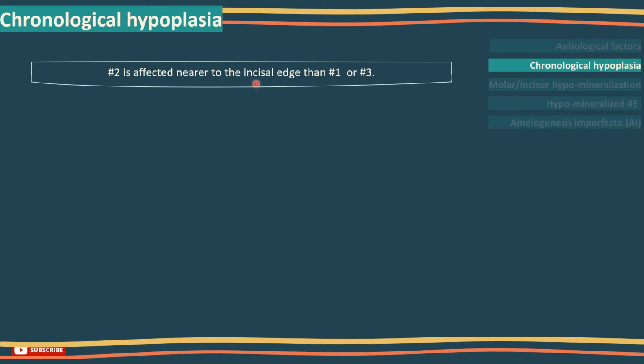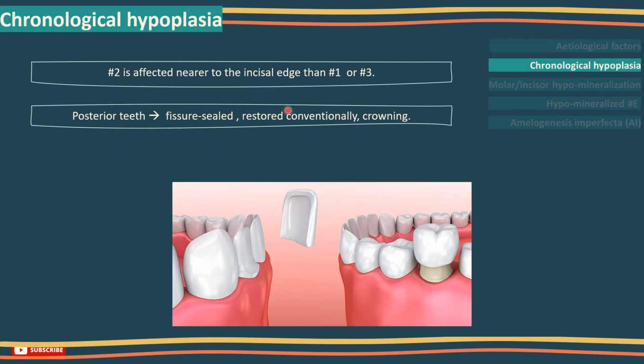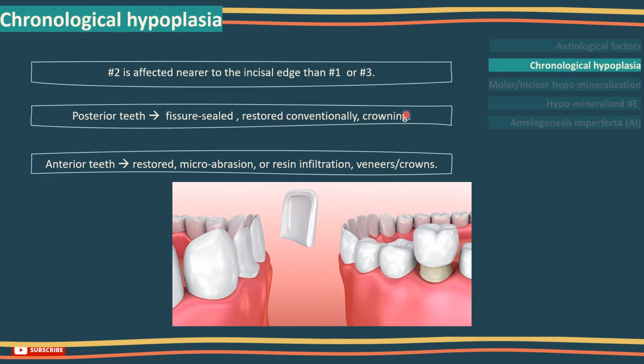Treatment of hypomineralization or hypoplasia depends on the extent and severity. In posterior teeth, small areas of hypoplasia can be fissure sealed or restored conventionally, but more severely affected teeth may require crowning. Stainless steel crowns can be used in children as a semi-permanent measure until they can be replaced later in life. In anterior teeth, small areas of hypoplasia can be restored using composites, microabrasion, or resin infiltrates, but larger areas may require veneers or crowns.